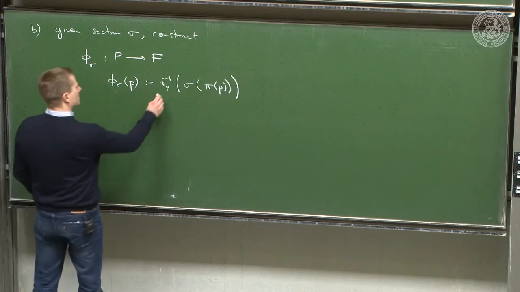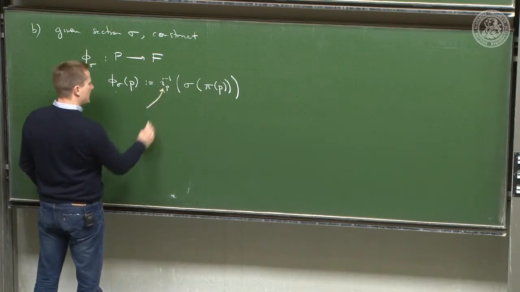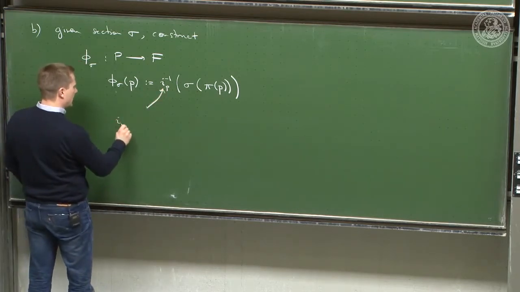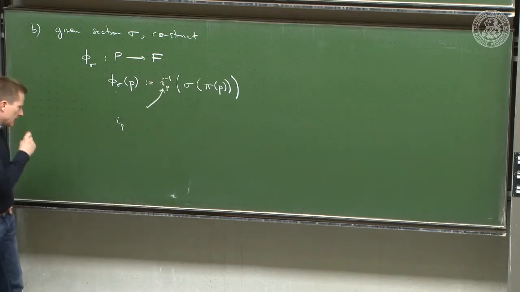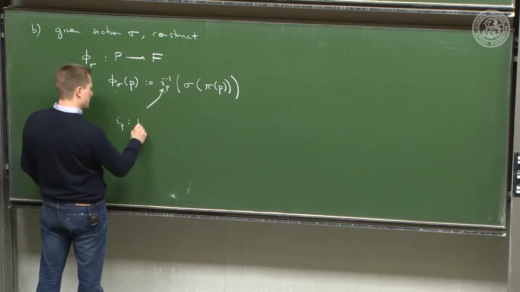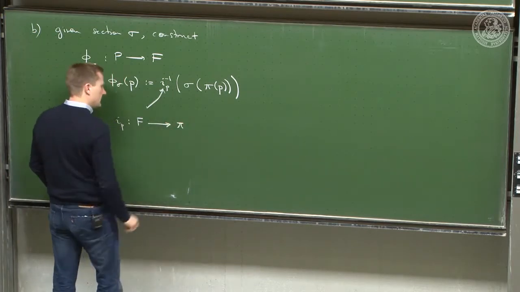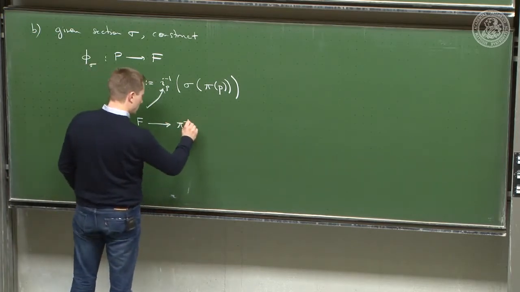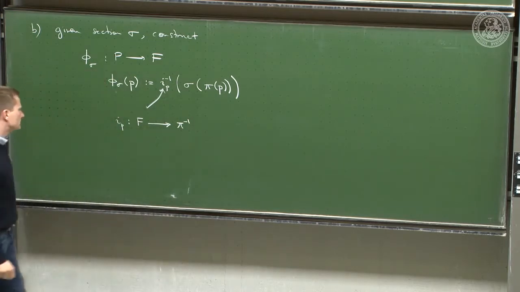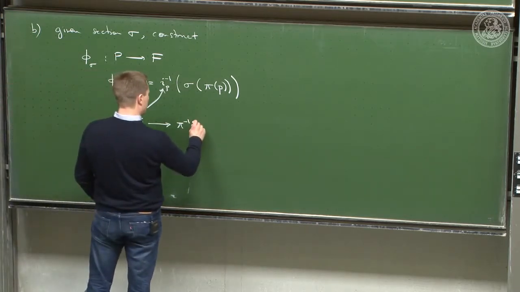So now we should think of this I again. So we had a map I, and this is the inverse of it. We discussed a map I, which takes F to the fiber over a point pi(p).